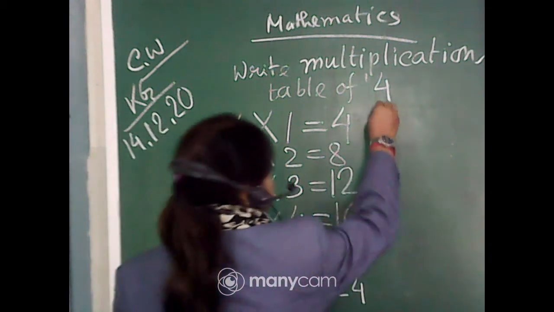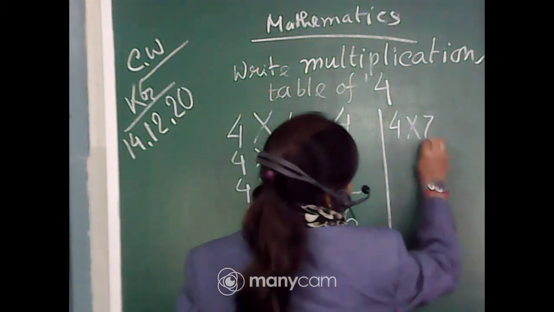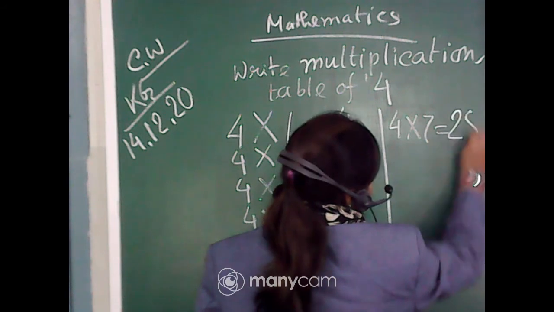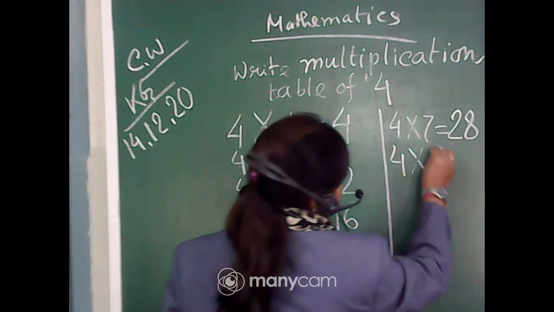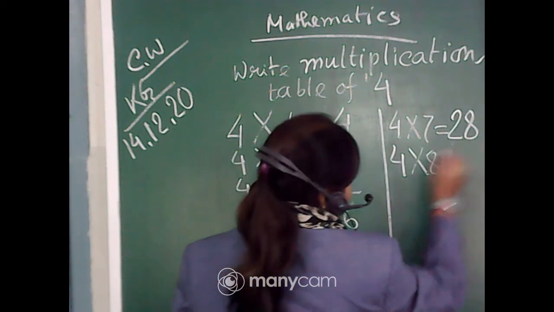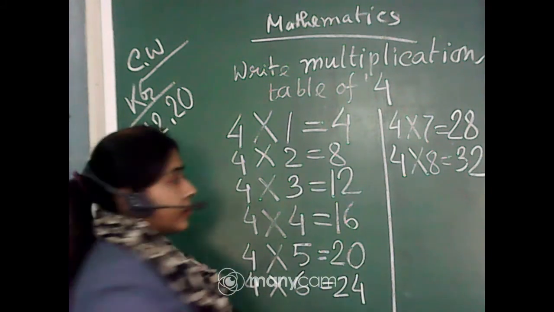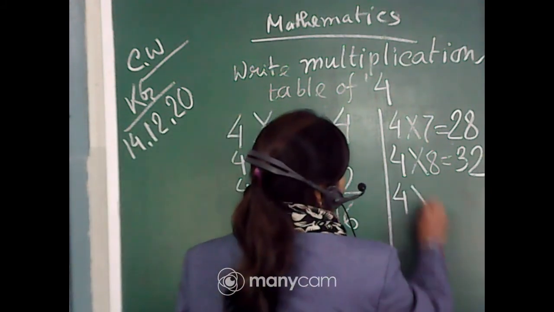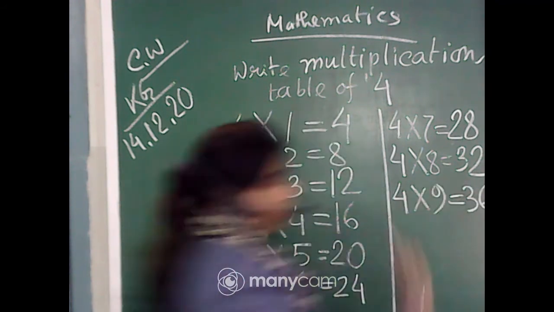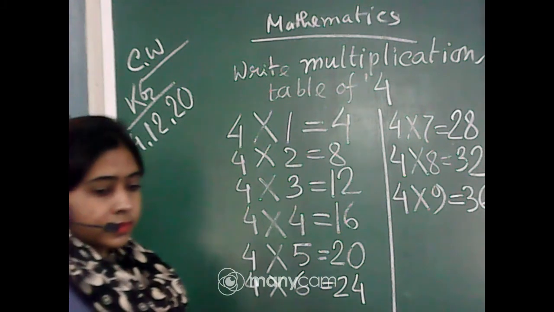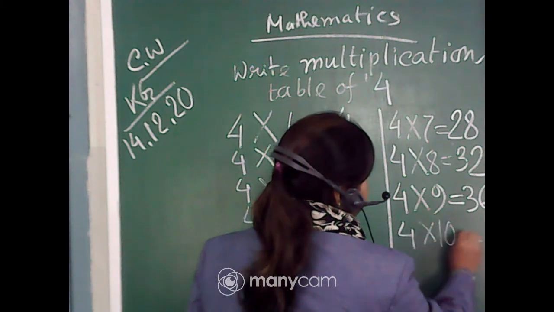Next I am writing at the side of the board. 4 multiplied by 7 is equal to 28. 4 multiplied by 8 is equal to 32. 4 8s are 32. 4 multiplied by 9 is 36. 4 multiplied by 10 is equal to 40.